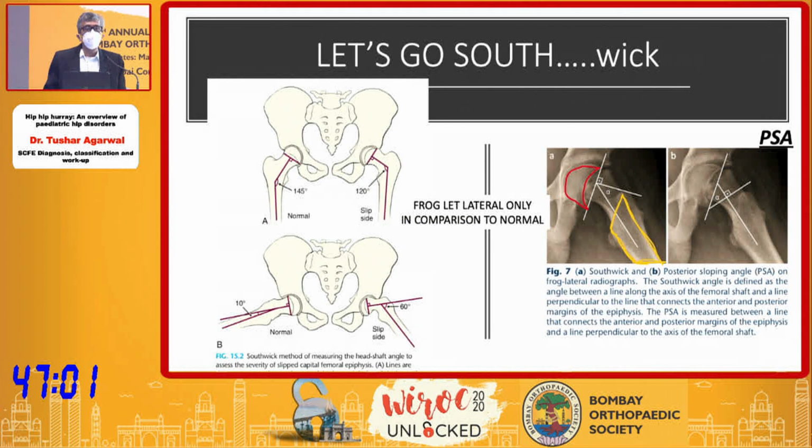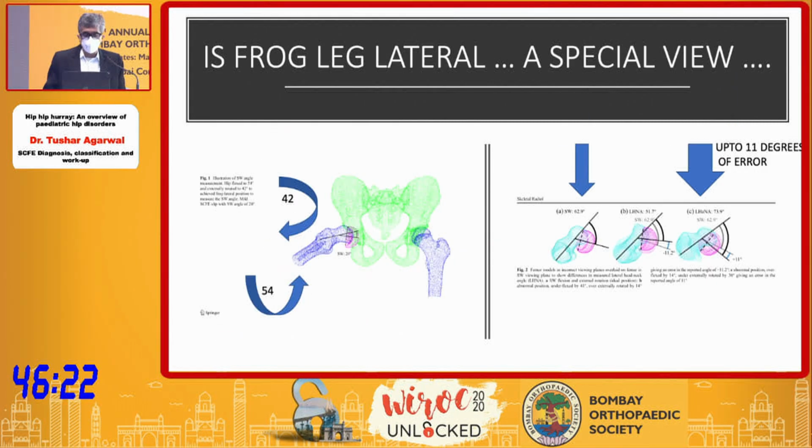With the frog leg view, we should familiarize ourselves with the Southwick angle. You measure the longitudinal axis of the femoral shaft and you draw a perpendicular to the displaced capital femoral epiphysis. That gives you the angle, and this also helps us classify the slipped capital femoral epiphysis. Another take on the Southwick angle is the posterior slip angle, which actually tells us the same slip magnitude, but there are articles to show that for every degree of increase of posterior slope angle, the chances of percentage of slip increases.